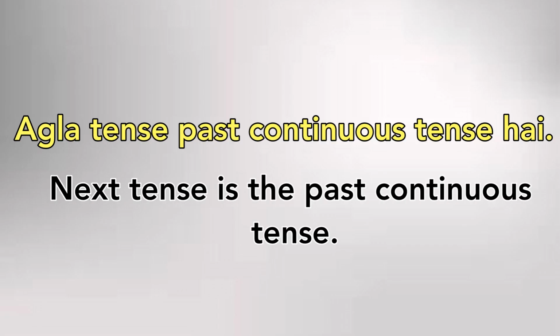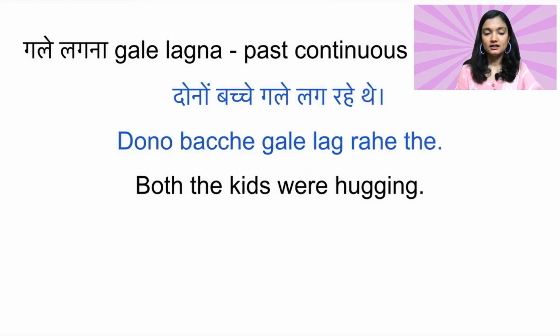Agla tense past continuous tense hai, and the sentence goes like this. दोनों बच्चे गले लग रहे थे. You add थे to convey that you are talking about past tense. This means both the kids were hugging.